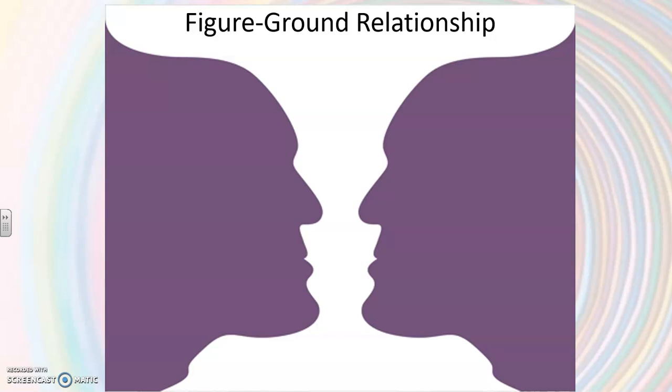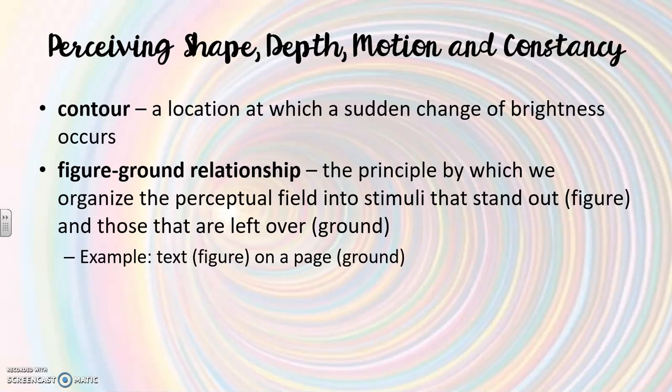This is one of the cool ones where we start looking at information and kind of putting it into different categories. And we're going to be looking at how we see shapes, depth, motion, constancy, and how we organize that in our brain. So first off, one of the things that we look at is contour. And we're looking at the location at which a sudden change of brightness might occur. So this gives you your contrast.